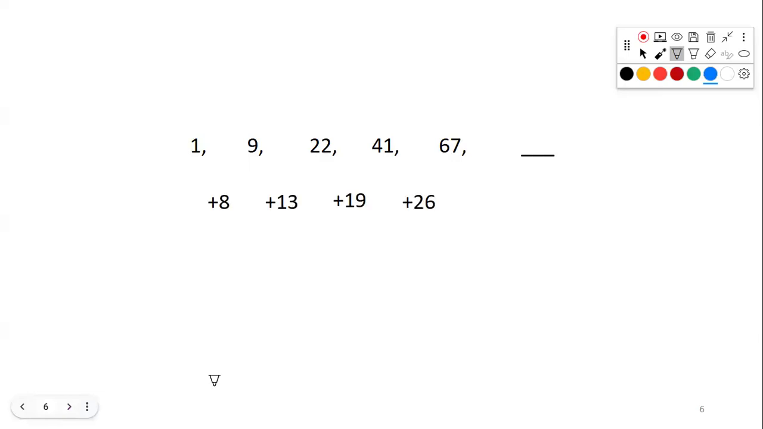So if you are looking at the clues, first I'm taking the difference. It is 8 plus 13 plus 19 plus 26. So up to here, double addition. If I take the difference one more time, now you see natural numbers are getting formed: 5, 6, 7. What should be the next one then? It should be 8. So what will be that? 8 plus 26 plus 67. That will be my answer.